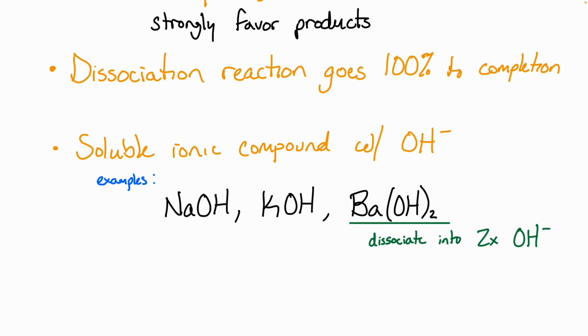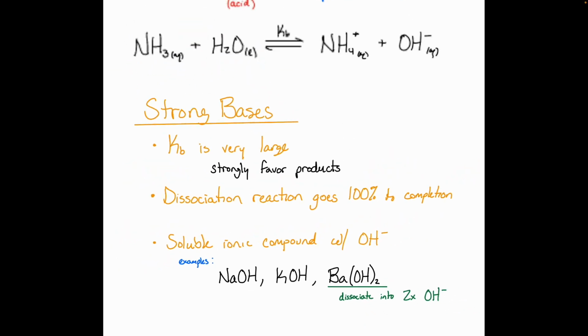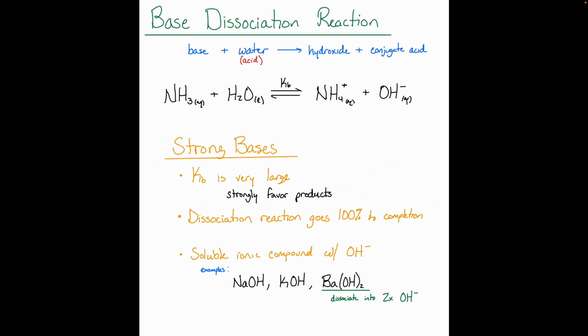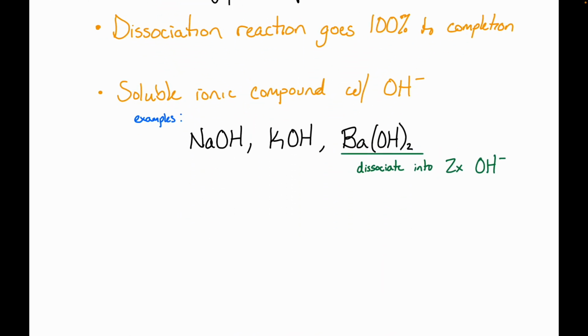All right, so again, we have this base dissociation reaction. We're going to talk about this equilibrium. We're going to do a bunch of equilibrium problems with this reaction here. But if we have something that's classified as a strong base, we don't have to worry about the equilibrium of this reaction. We just say it goes 100% to completion, similarly to what we did for our strong acids.